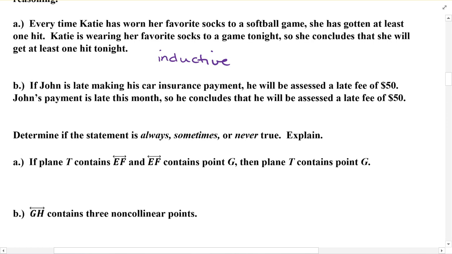The next one: if John is late making his car insurance payment, he will be assessed a late fee of $50. John's payment is late this month, so he concludes that he will be assessed a late fee of $50. This is deductive because there is a rule in his contract that says he'll be assessed a late fee.